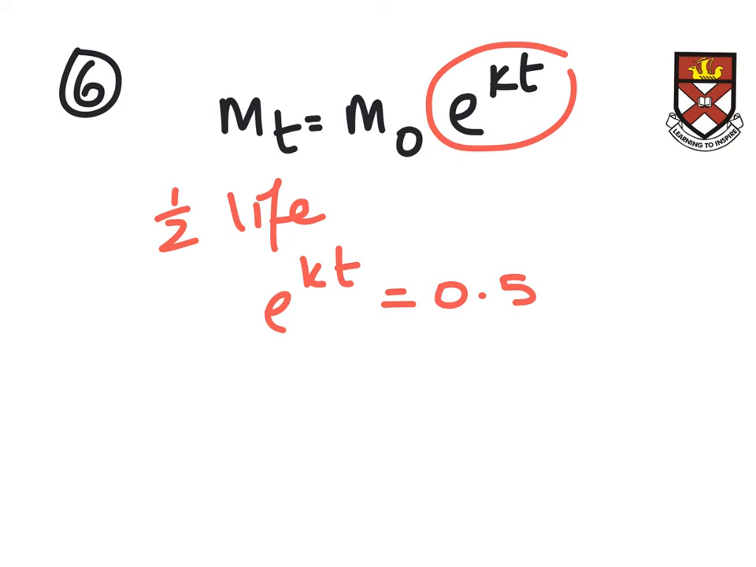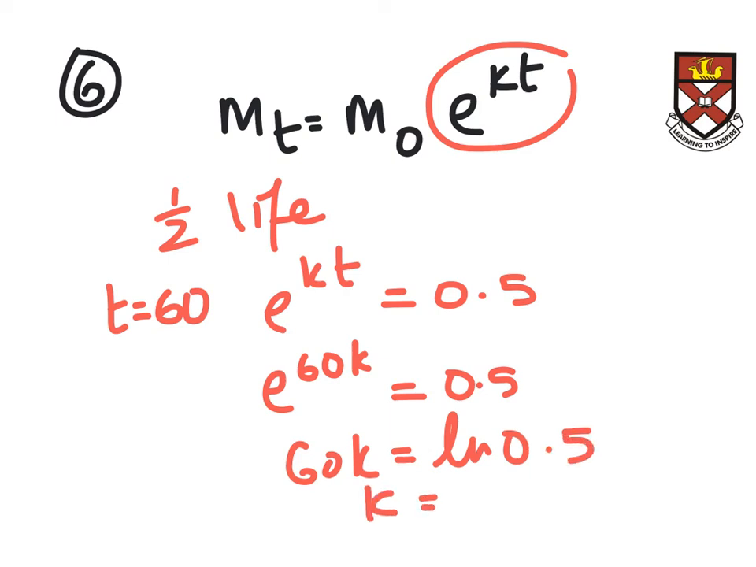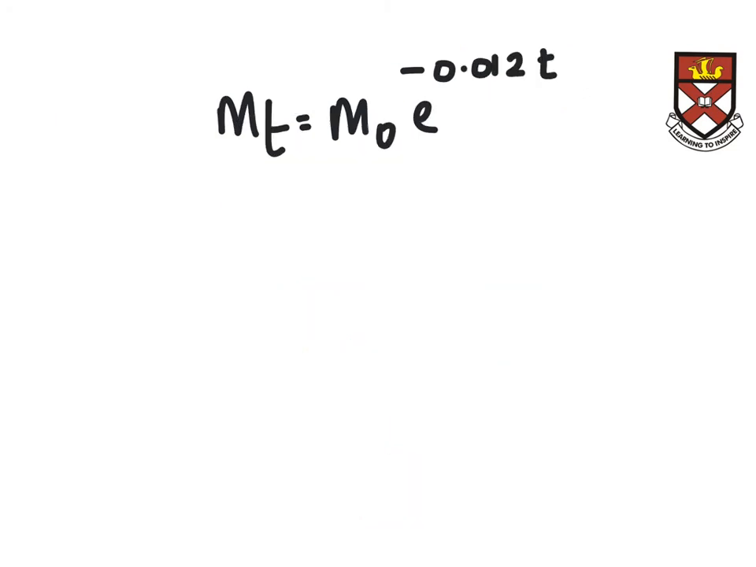What else does the question tell us? The question also tells us that the half-life happens when t is 60. So I'm going to put 60 in my formula, so e to the 60k equals 0.5. How do you get rid of the e to the power? In other words, what's the opposite of e to the power? The opposite of e to the power is ln. So ln 0.5, then you can work out what k is.